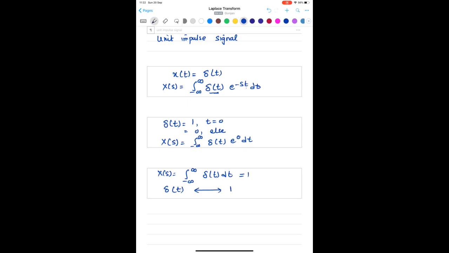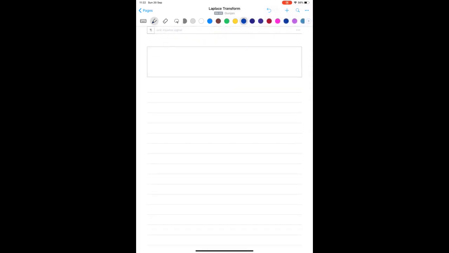Now the only thing which is not with us now is the region of convergence. So the region of convergence, ROC, is equal to all s. This signal is defined for all s, which means the entire s plane.